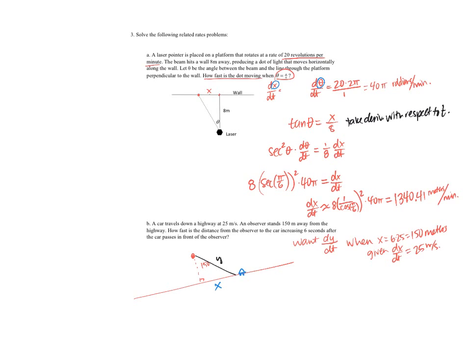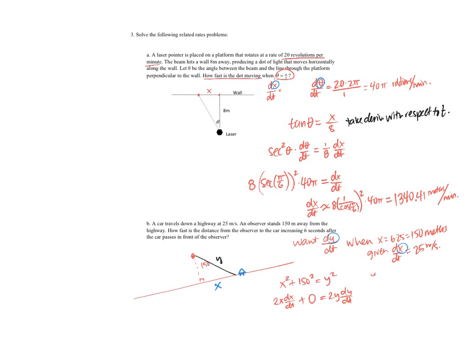Okay, so what I need is a relationship between y and x. If I look at this triangle, I have a right triangle. So I know that x squared plus 150 squared is equal to y squared. I can take the derivative of that with respect to t, and I get 2x dx dt plus the derivative of 150 squared, which is 0, equals 2y dy dt. Then I can plug in everything I know. I know a value of x, I know dx dt, and I want to solve for dy dt, but I need the value of y when x is 150 meters.